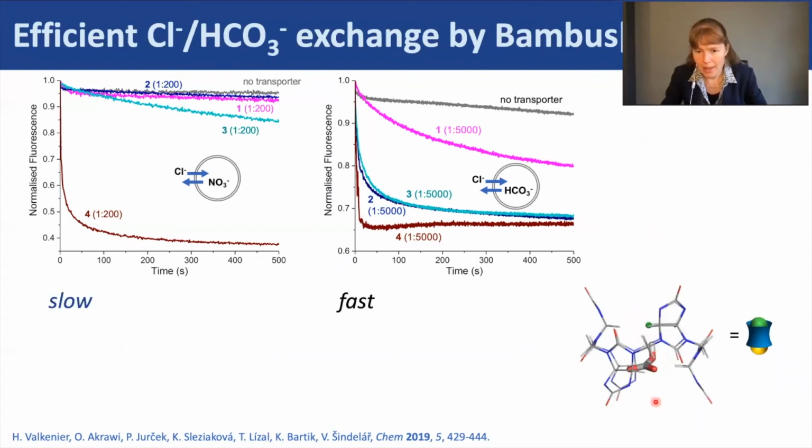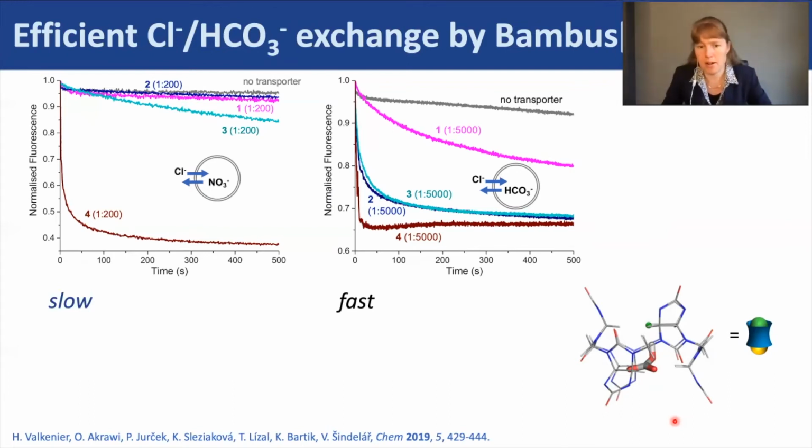Because the NMR titrations indicated that the bambusuril could not just bind a single chloride or a single bicarbonate anion, but it could also bind the pair of these ions simultaneously. Here we see the chloride in green, here we see a bicarbonate, and there is a hydrogen bond between these two anions inside the bambusuril.